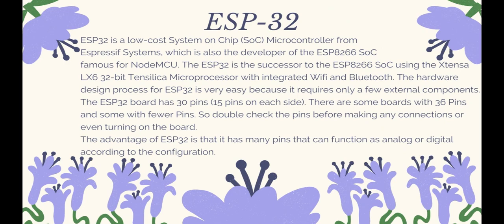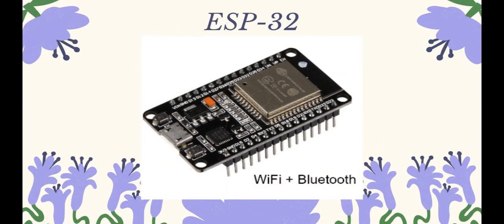The hardware design for the ESP32 is very easy because it requires only a few external components. The ESP32 board has 30 pins, 15 pins on each side. There are also some boards with 36 and some with fewer pins. So double check the pins before making any connection or even turning on the board. The advantage of the ESP32 is that it has many pins that can function as analog or digital according to the configuration. ESP32 is like this.